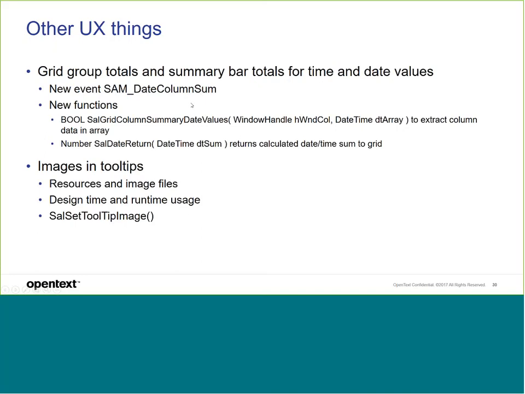To do that, we have created a new event, SAM_DateColumnSum, which will be fired automatically when that is being processed. And then you actually need to do some work on your own with SalGridColumnSummaryDateValues to extract the data of the column in an array, and you can process or do any math with that data, and then return the values to the group or to the summary bar.